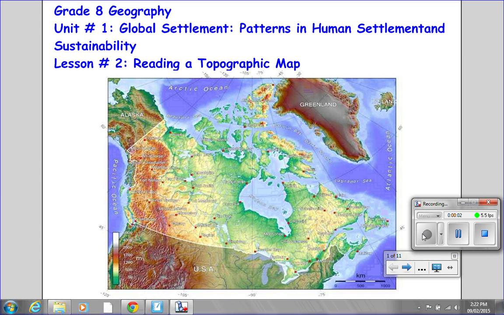Welcome back to Grade 8 Geography, Unit Number 1, Global Settlement, Patterns in Human Settlement and Sustainability. This is Lesson Number 2, Reading a Topographic Map.